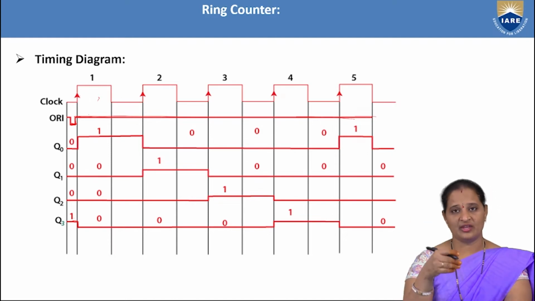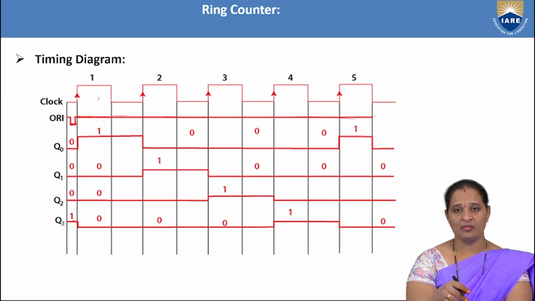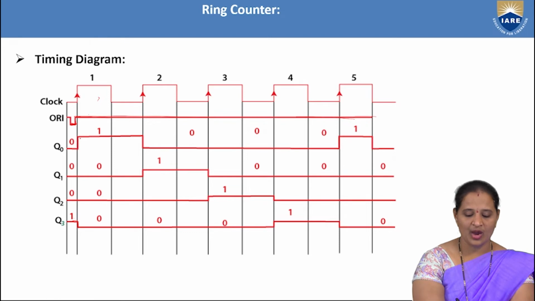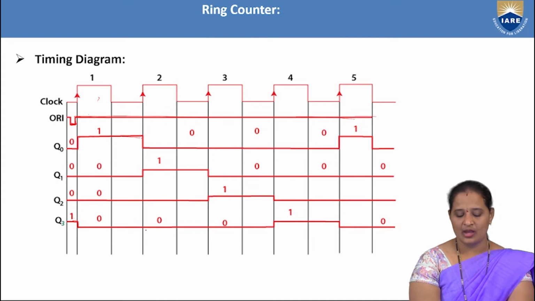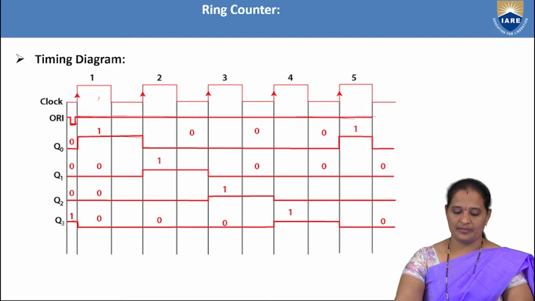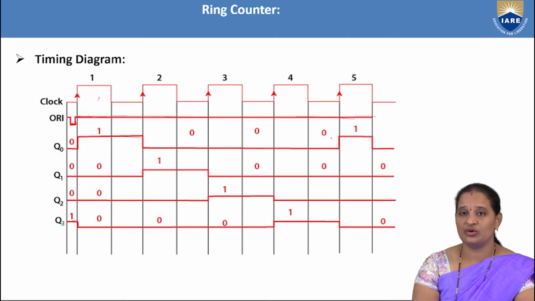Because we have a feedback from the last flip-flop to the first flip-flop, the first flip-flop will be changed. What is the output of this one? That is 1. And now here it will be pushed to 0. So this is the output, 1 0 0 0.